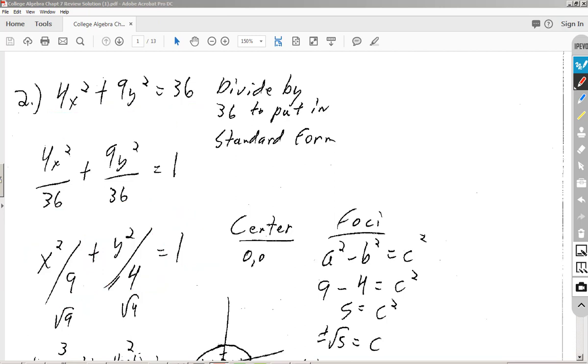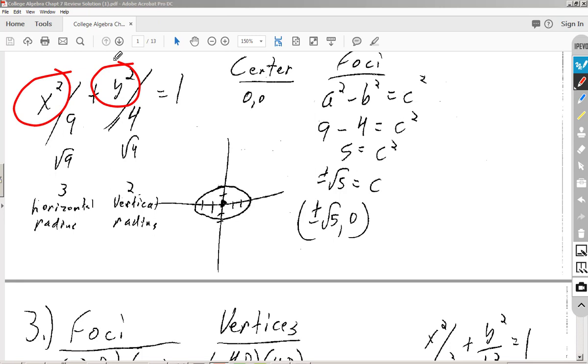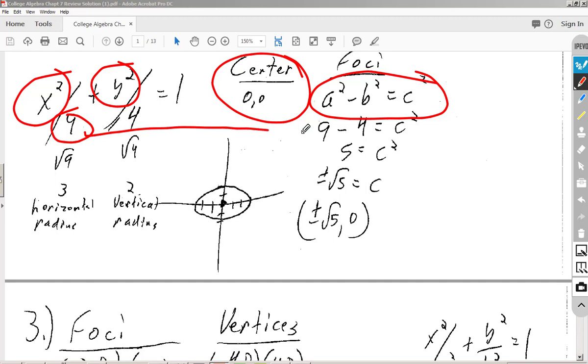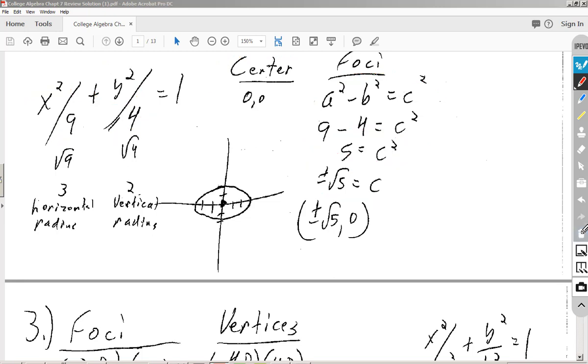Now that I've put it into standard form, I can go ahead and graph it just like I did number 1. So again, there's no shift happening here, so I have my center at 0, 0. My foci formula is a squared minus b squared equals c squared. So to find my foci, just take this 9, substitute it in, the 4, substitute it in. 9 minus 4 is 5 equals c squared, so c is going to equal plus minus the square root of 5.